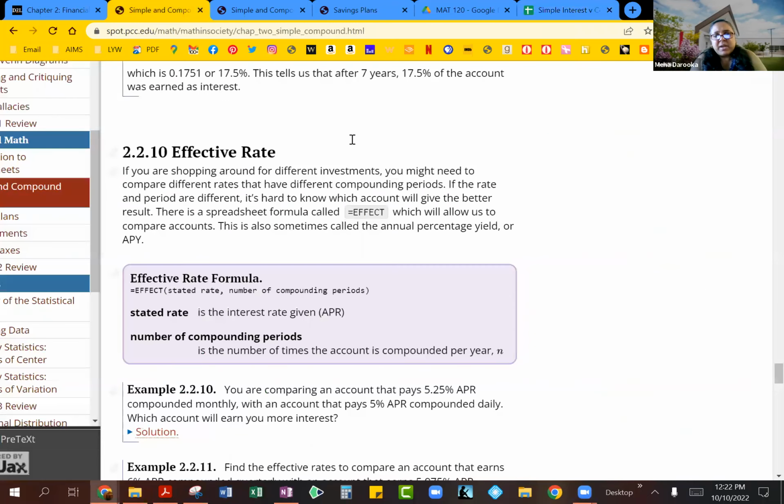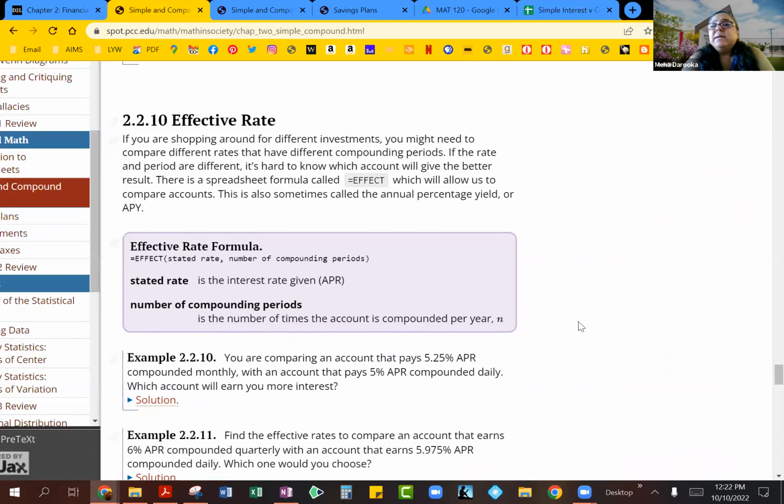And then the last one I wanted to talk to you about, and we did a little bit of this talking last class. This is, what if your interest rate is given to you in 2 different compounding periods, right? Either compounded continuously or, well, continuously would be kind of difficult to assess, but if it was given to you compounded daily or compounded monthly, quarterly, semi-annually, which account is giving you a better investment?